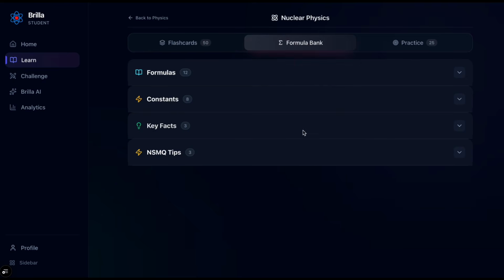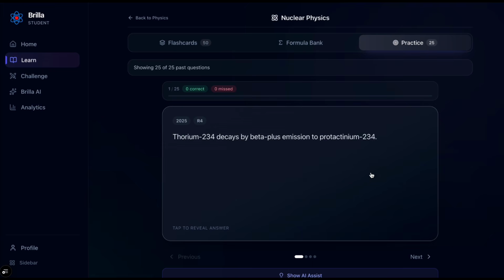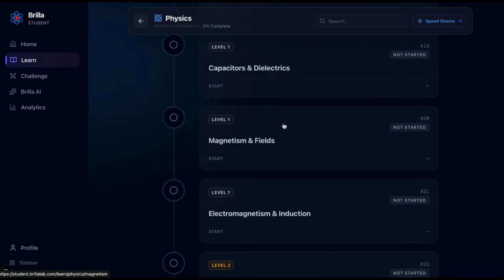It's going to have all the formulas that I need to know for nuclear physics. All right, here you're going to have practice questions that relate to nuclear physics as well. That's how it can help you with your NSMQ.